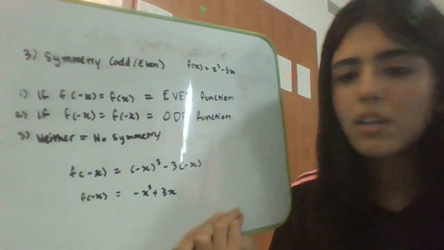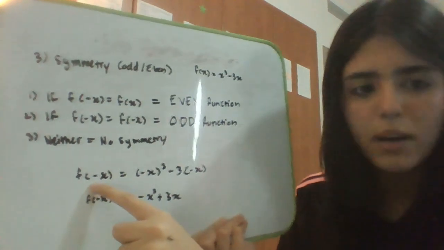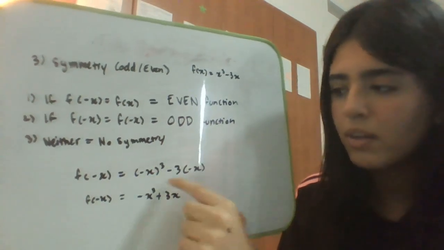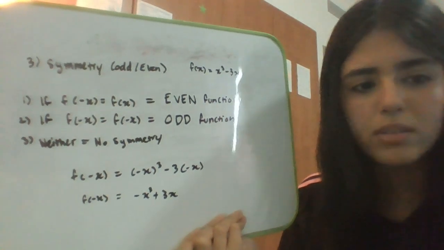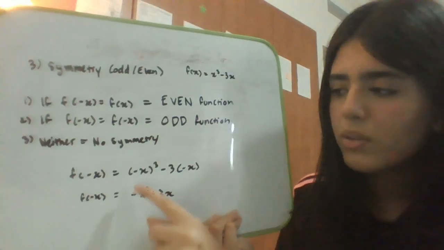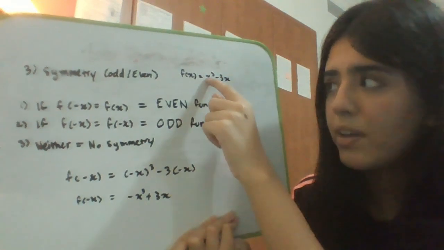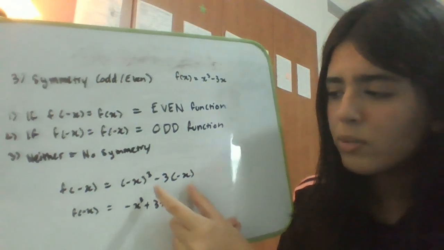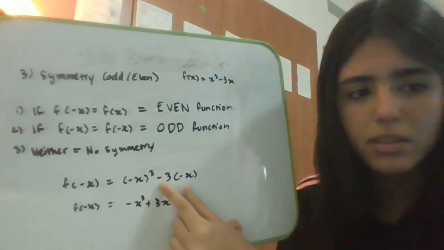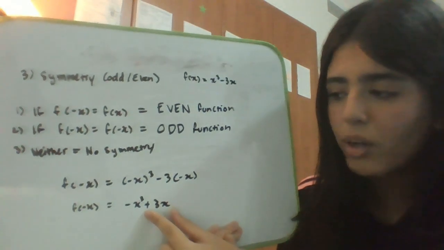Okay guys, so here I plugged in the negative x. Now you're going to solve. You know that when you cube a negative, it doesn't turn positive, it stays negative. So the sign has switched from positive here to negative x. And then the second part is when you multiply two negative numbers, they turn positive. That makes this term positive 3x.